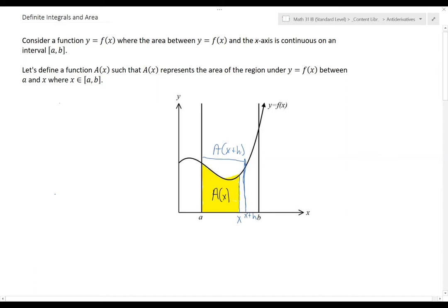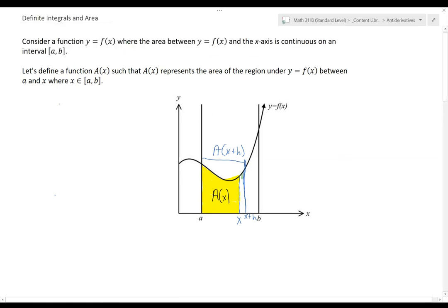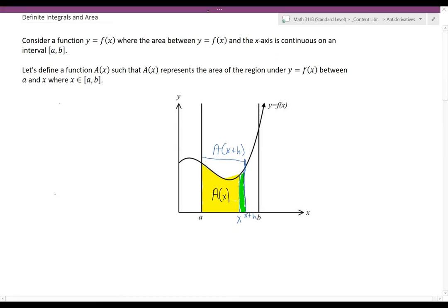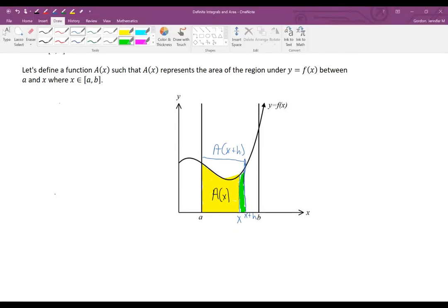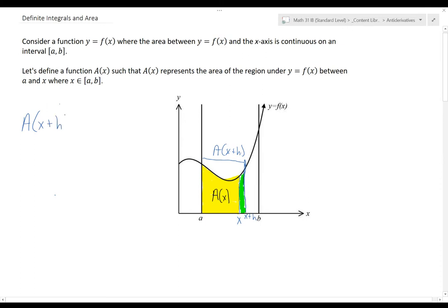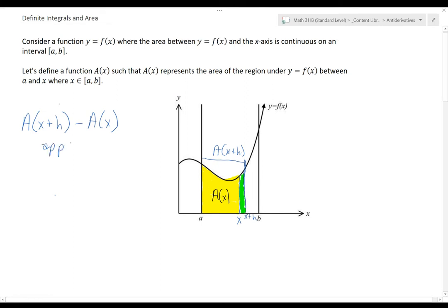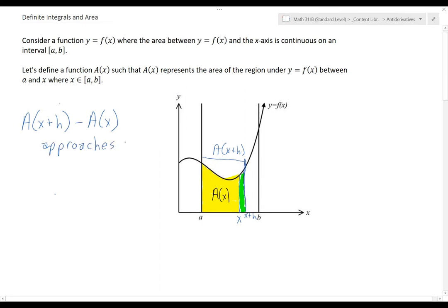And based on what we know from derivatives, you can probably predict that we're going to look at what happens as h gets closer and closer to 0. But to start, let's consider this sliver of area between the two. This little bit here between A of x plus h and A of x. So in other words, if I take the difference between those two, which again, if you think about derivatives, the difference between some function at x plus h and some function of x was part of the limit definition of a derivative. But that area here is close to a trapezoid.